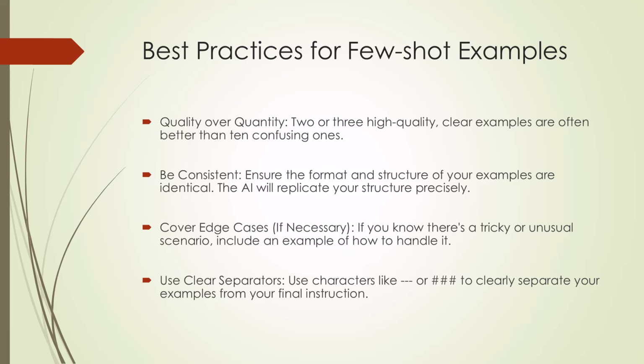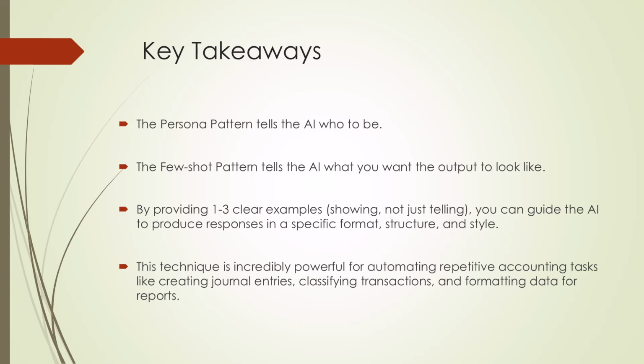Let's summarize what we've learned today. The persona pattern tells the AI who to be. The few-shot pattern, which we learned today, shows the AI what you want the output to look like. By providing 1 to 3 clear examples, by showing, not just telling, you can guide the AI to produce responses in a specific format, structure, and style. This technique is incredibly powerful for automating repetitive accounting tasks like creating journal entries, classifying transactions, and formatting data for reports.